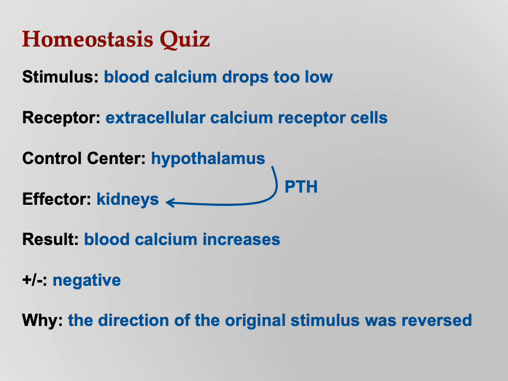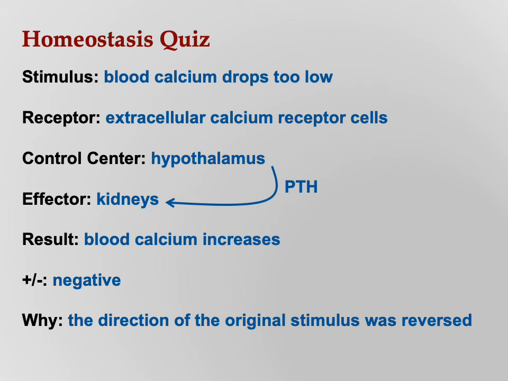So how does PTH fit in? Remember, the two control systems of the human body, nervous and endocrine, whenever there's communication between receptor and control center, between control center and effector, that communication will usually take place using either a nerve impulse or a hormone. In this case, it was the hormone PTH that allowed the hypothalamus to talk to the kidneys. So PTH is just the text message, all right? It's not the actual effector.